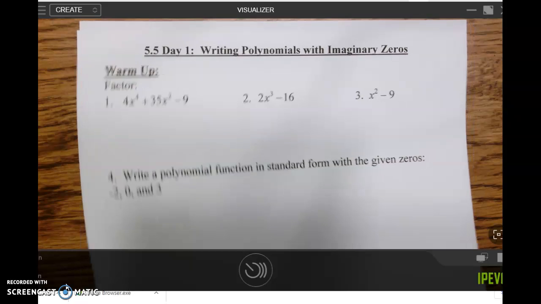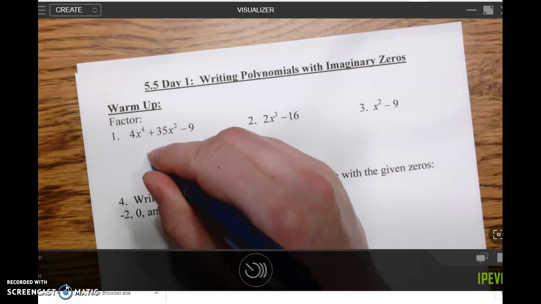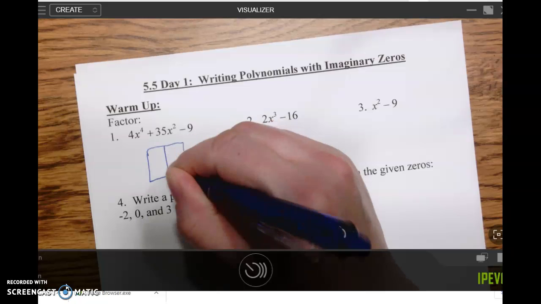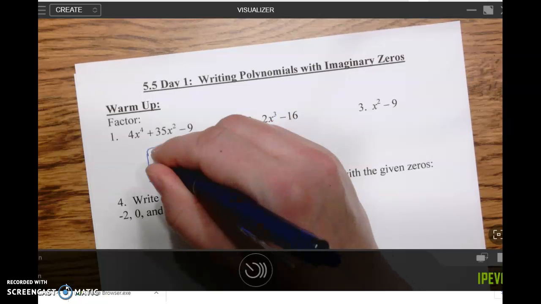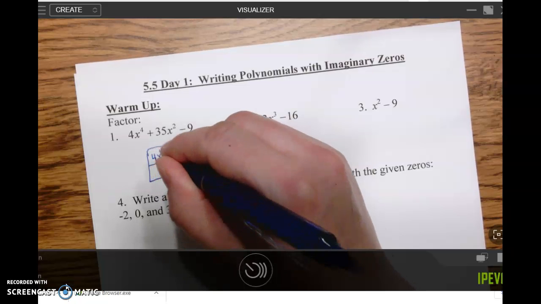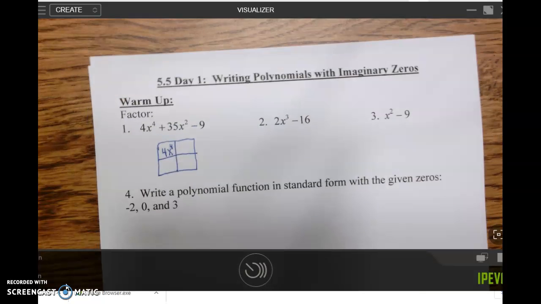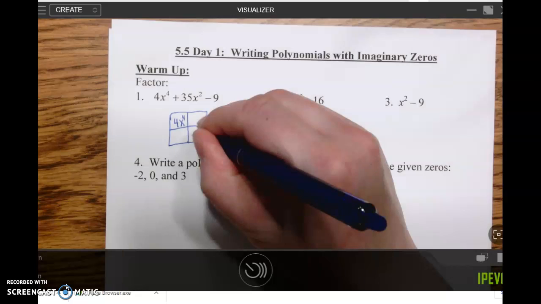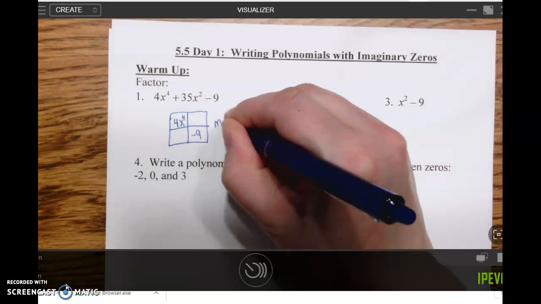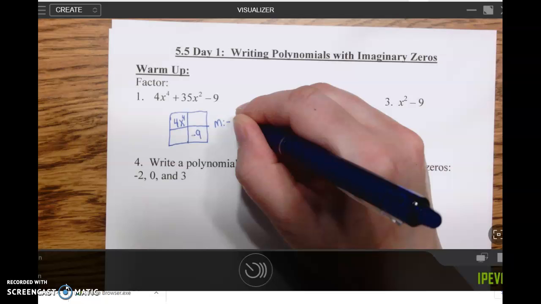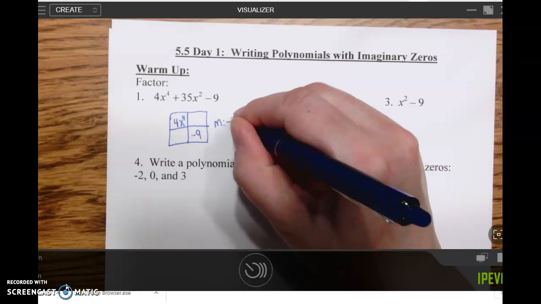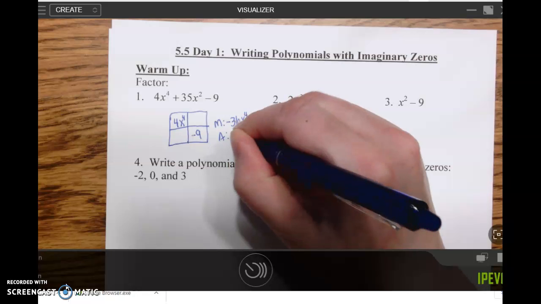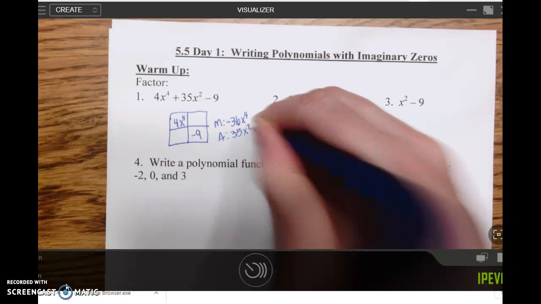And so we'll start with our box. We have a fourth power here. And we're going to put our first term in our first box. So the 4x to the fourth goes in the first box. The negative 9 goes in the last box. And when we multiply those together, we're looking for factors that multiply to be a negative 36x to the fourth and add to be your middle term of 35x squared.